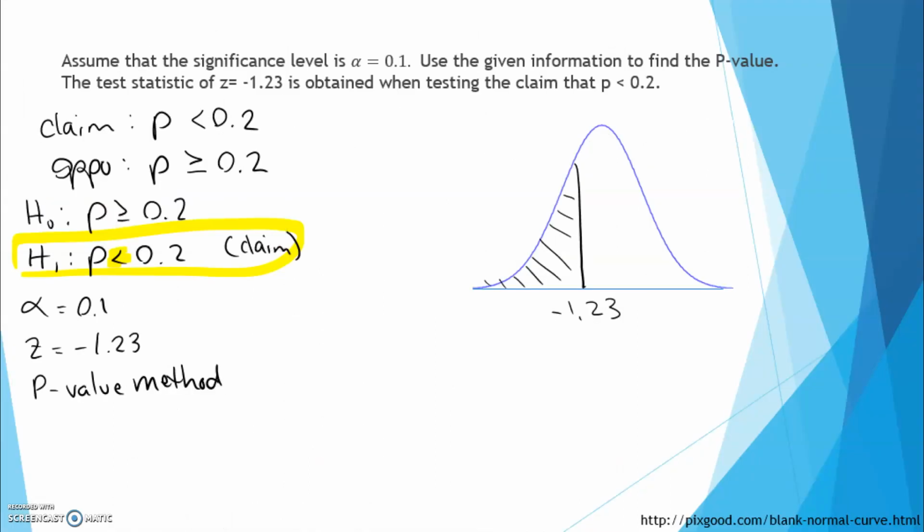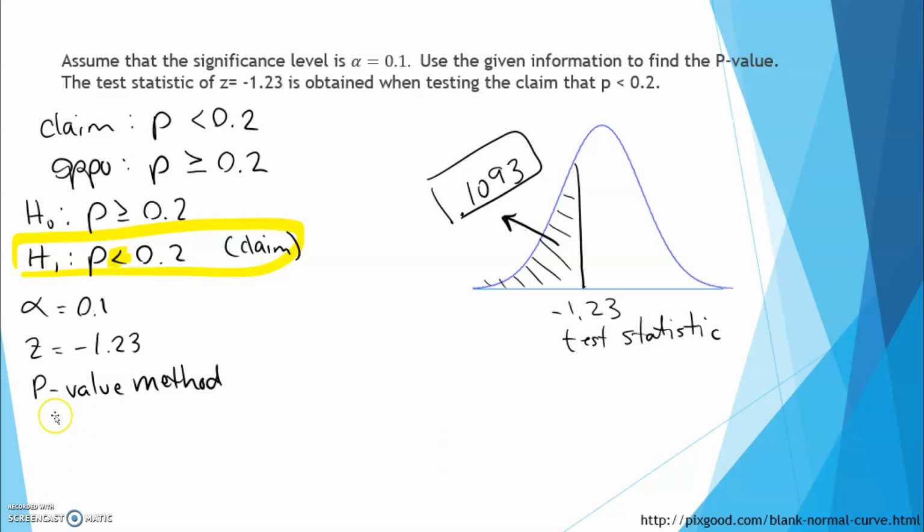Okay, that's the area to the left, 0.1093. So that's the area to the left of my test statistic, which by definition is my p-value, which is what they were looking for. But we're going to go ahead and go on to steps 7 and 8.